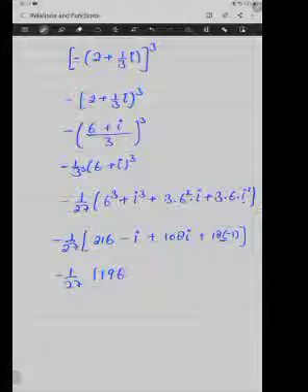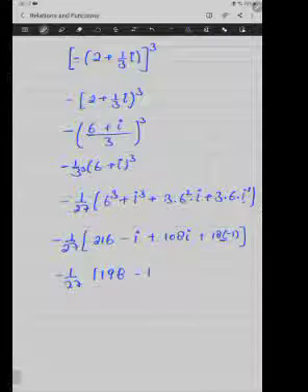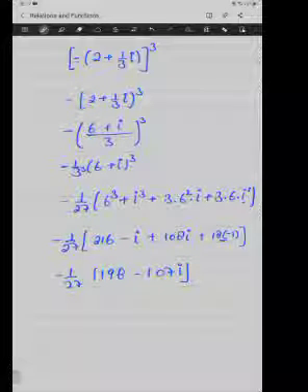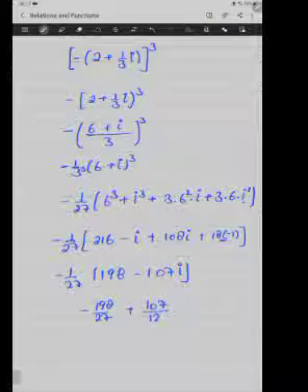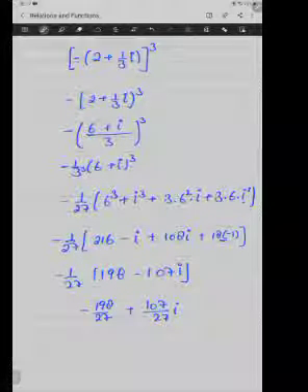Sorry, it will be 198, na? 198 minus 107 i. So over here we can leave 27, we can take inside. So it will be minus 198 upon 27 plus 107 upon 27, sorry, only 27. i. So this will be the answer of question number 10.